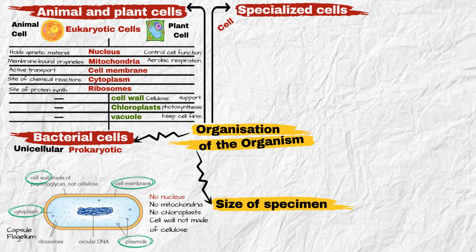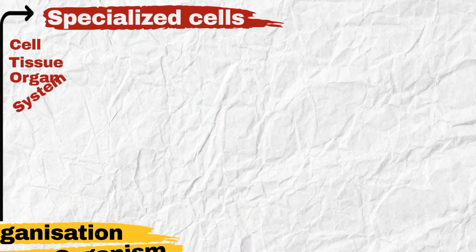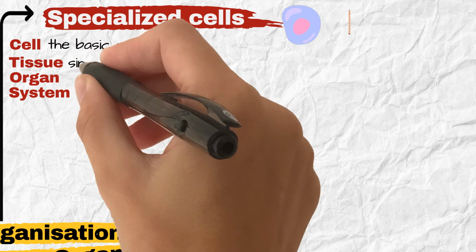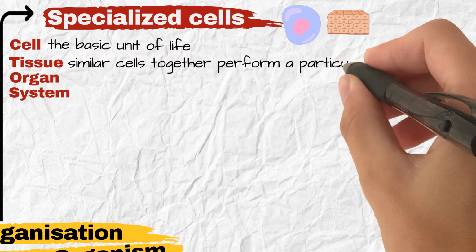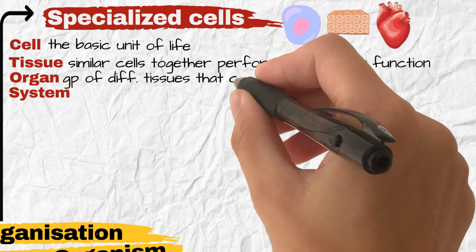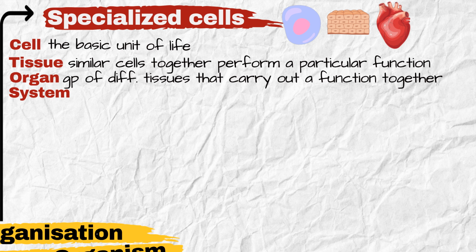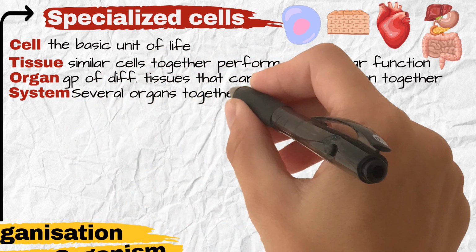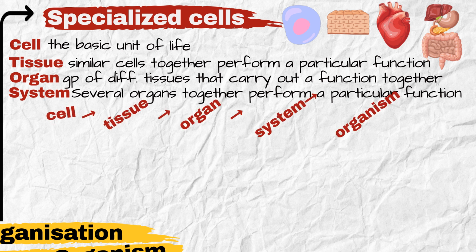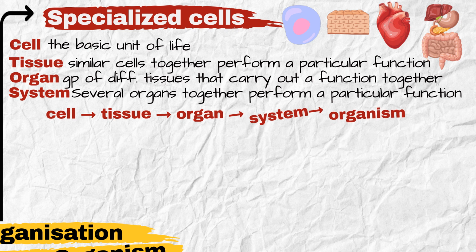The difference between cell, tissue, organ, and system. Let's break it down simply. A cell is the basic unit of life, like a red blood cell or a root hair cell. A tissue is a group of similar cells working together to perform a particular function, like muscle tissue or xylem tissue. An organ is a group of different tissues that carry out a function together, like the heart or a leaf. A system is several organs that work together to perform a particular function, like the digestive system or the transport system in plants. So, the way in which organisms are built up can be summarized like this. Cells make up tissues, which make up organs, which make up organ systems, which make up organisms.